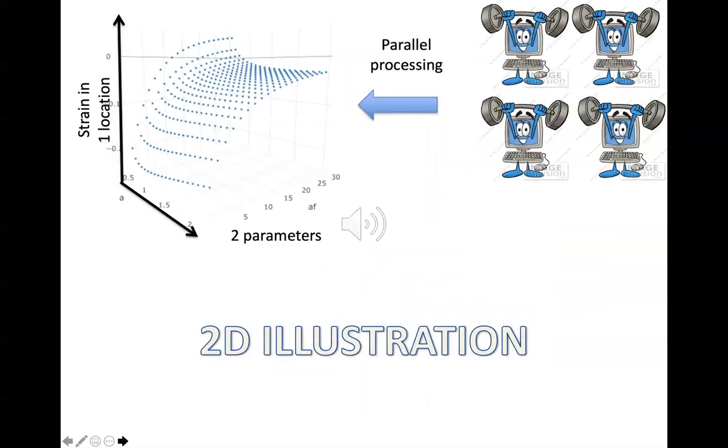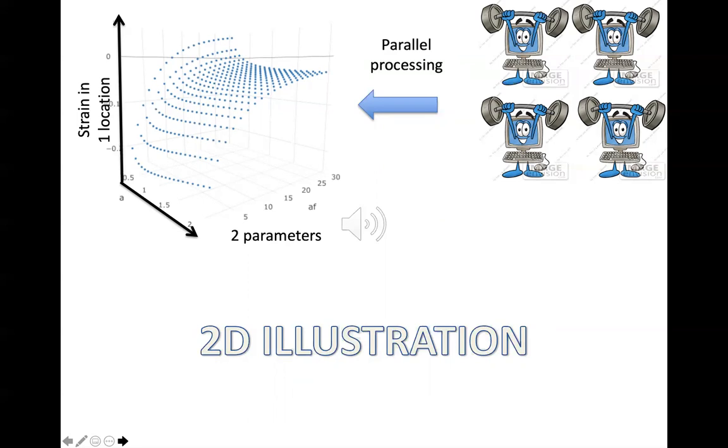So let me give you a two-dimensional illustration. Let's assume we have two material parameters. In fact, we have a high-dimensional parameter space, but in order to be able to illustrate this procedure, we have to restrict that to two parameters. Let's also assume we want to emulate one circumferential strain. As you know, we have in fact 24 circumferential strains, but I wouldn't be able to draw this.